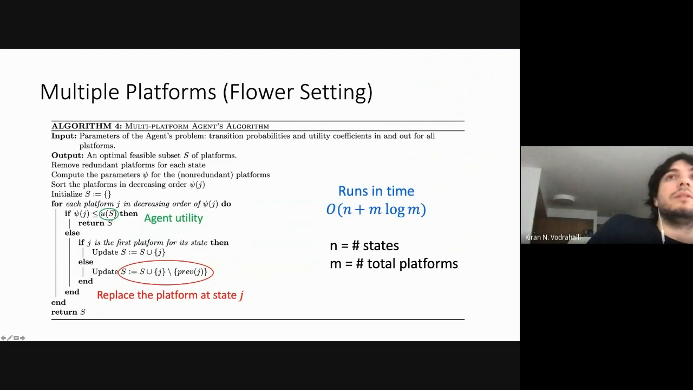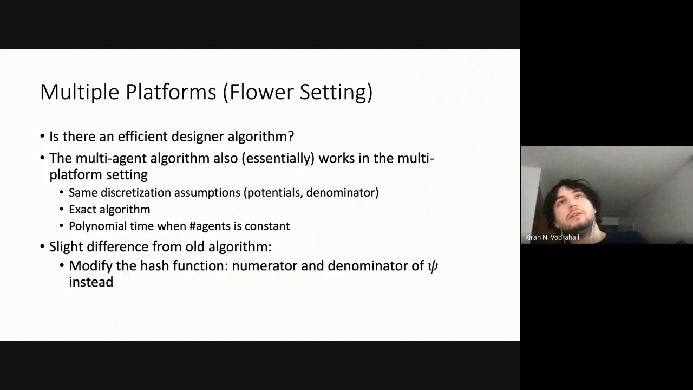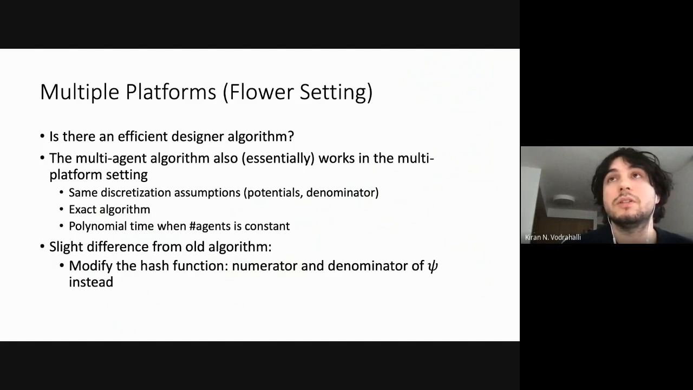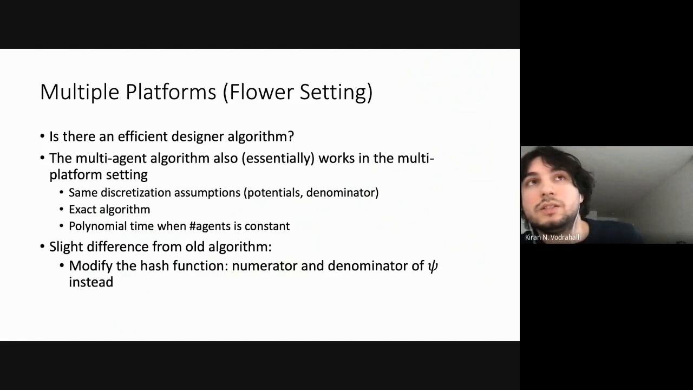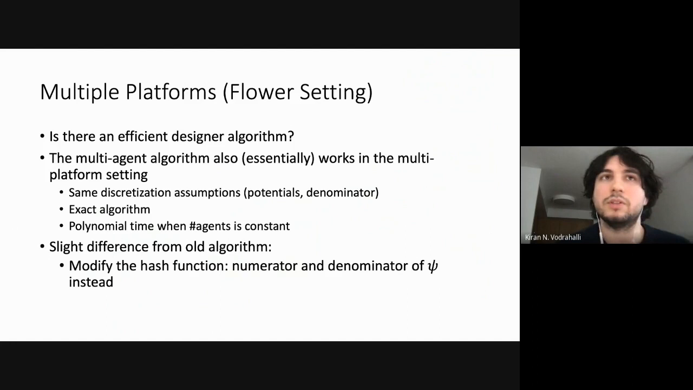So now the question is, is there an efficient designer algorithm? It turns out the algorithm also essentially works in the multi-platform setting, where again we're making the same assumption about the potentials and the denominators. Since we make this assumption of polynomially bounded potentials and discretization of the potentials, we can also get an exact algorithm, which is polynomial time when the number of agents is constant, but exponential in the number of agents. Basically the same algorithm goes through, we just have to modify the hash function to take into account the numerator and the denominator of the swap potential now as well. Okay.